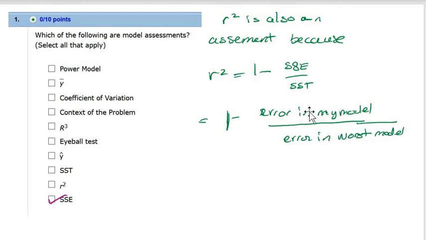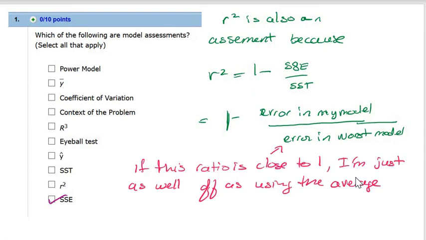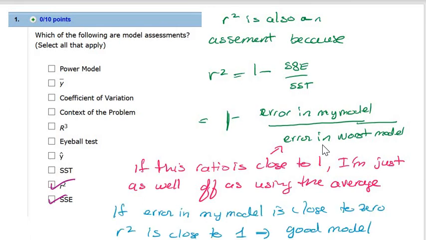If this ratio is close to 1, it means that the error between the two was pretty much the same. And if they're pretty much the same, R squared is close to 0, and I'm just as well off using the average instead of some complicated model. That's what that's telling me. The closer this ratio is to 0, it means the error in my model is pretty low. That's the way you force it down to 0. If my error is really low, the R squared is really close to 1, and that's reflective of being a good model. Usually, you have to look at all these other things.